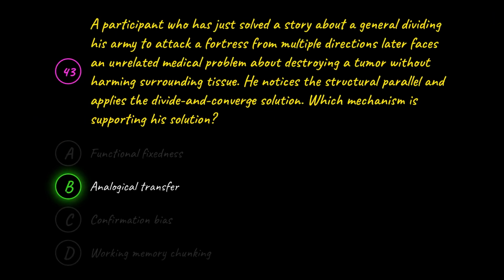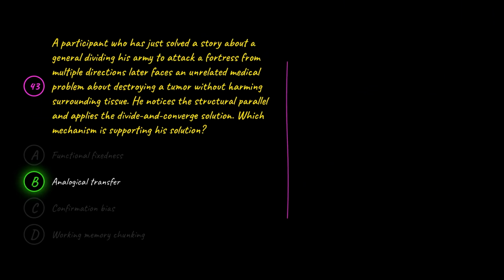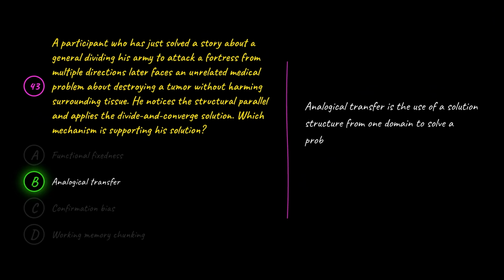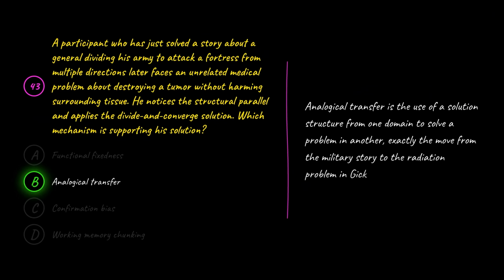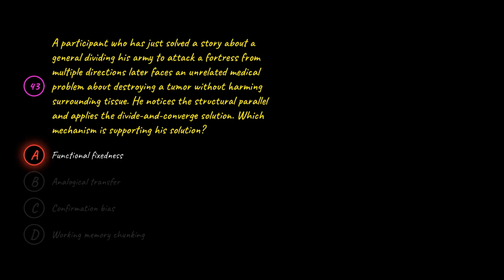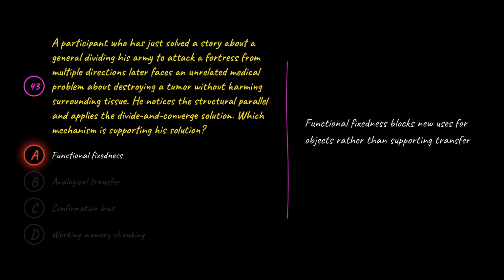The correct answer is B. Analogical transfer. B is correct because analogical transfer is the use of a solution structure from one domain to solve a problem in another, exactly the move from the military story to the radiation problem in Gick and Holyoak's classic studies. A is wrong because functional fixedness blocks new uses for objects rather than supporting transfer between problems.